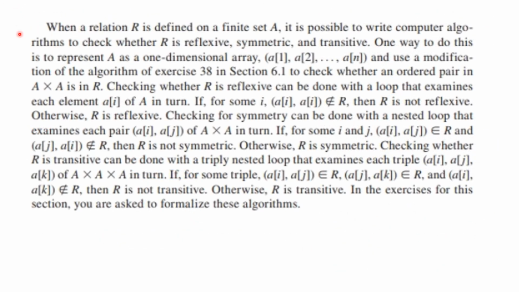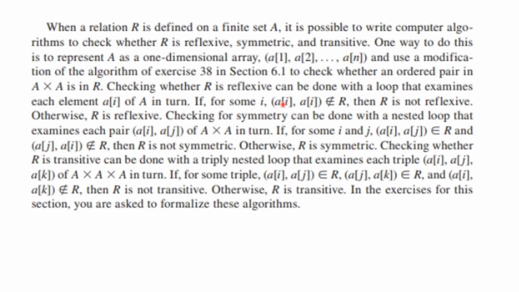Now, when a relation R is defined on a finite set, it is possible to write a computer algorithm to check whether R is reflexive, symmetric, and transitive. This could be some kind of take-home project I could give, perhaps. One way to do this is to represent A as a one-dimensional array, like we talked about, A1, A2, all the way through AN, and use a modification of the algorithms we talked about before to check whether an ordered pair is in R. So we just do a loop.